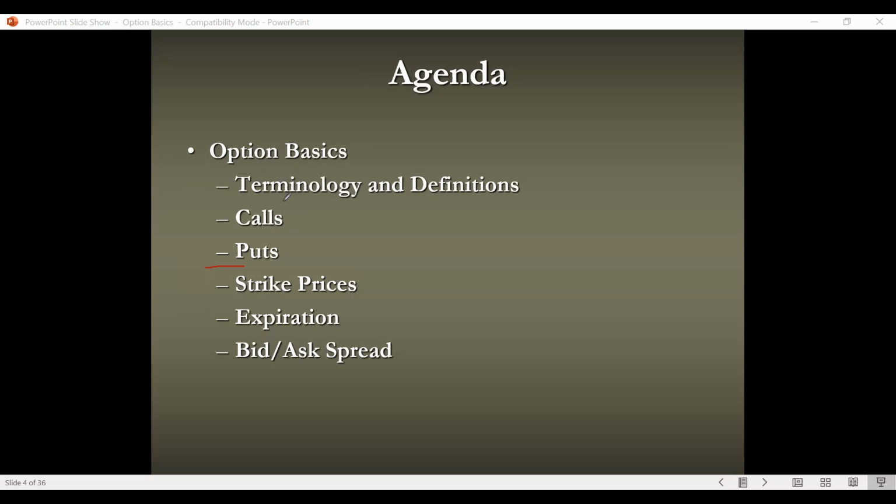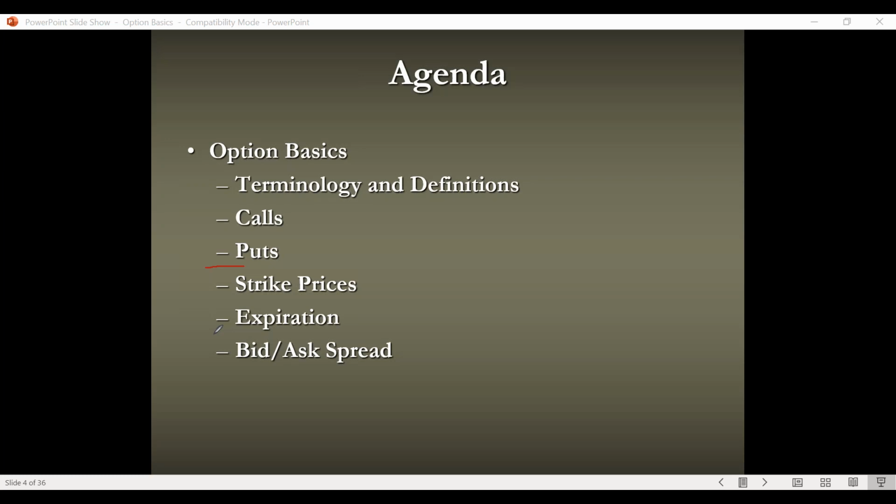But we'll get into the definitions, and we'll learn about what a strike price is, expiration dates, and the bid-ask spread. Then the next portion of the training will get into option pricing. How are those prices determined? What makes up the option price? We'll learn about intrinsic value and extrinsic value, and implied volatility is something you need to understand with options, and we'll get into some of that.